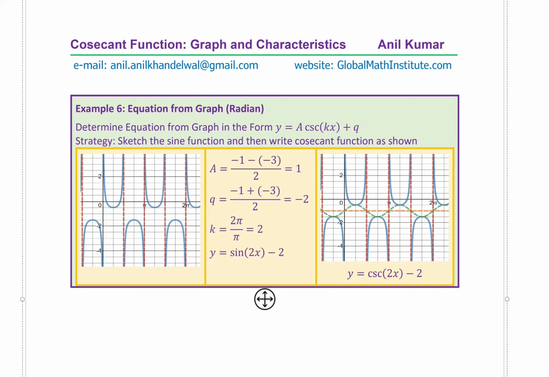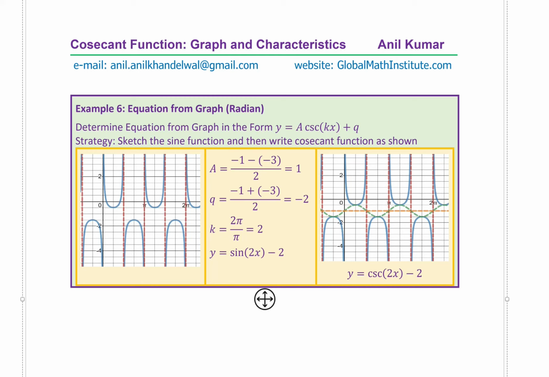Here is another example very similar to practice. Example 6. Find the equation from the graph. This time we are working in radians. Determine the equation from the graph in the form y equals a cosecant kx plus q. So the strategy, as you know, is to sketch the sine function and then write the cosecant function as shown. In this case, this is the sine function which we have sketched.